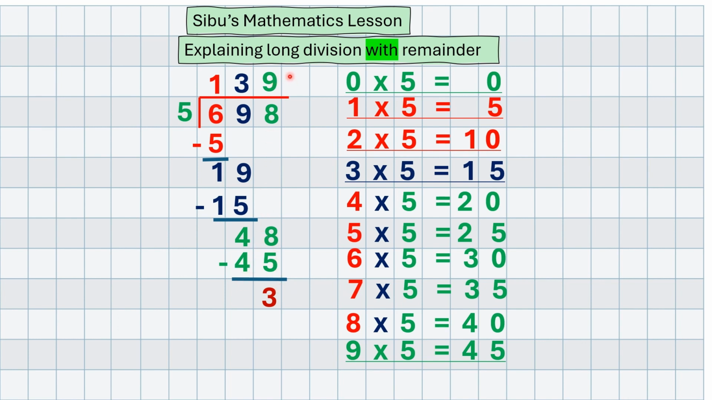So now I've run out of digits. What do I do now? I just write plain and simple, write remainder 3 at the top. So 698 divided by 5 gives me 139, remainder 3. And that's our long division with remainder.